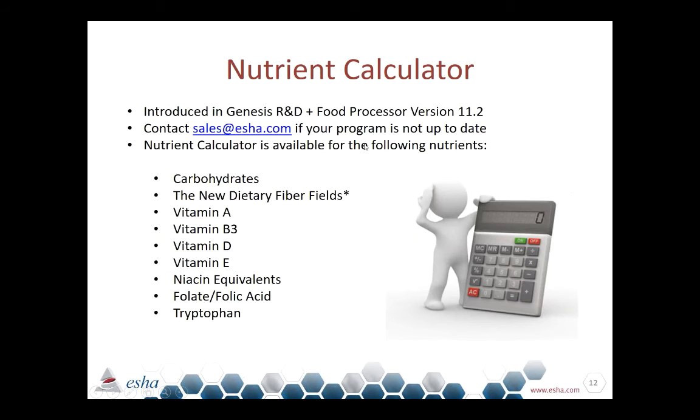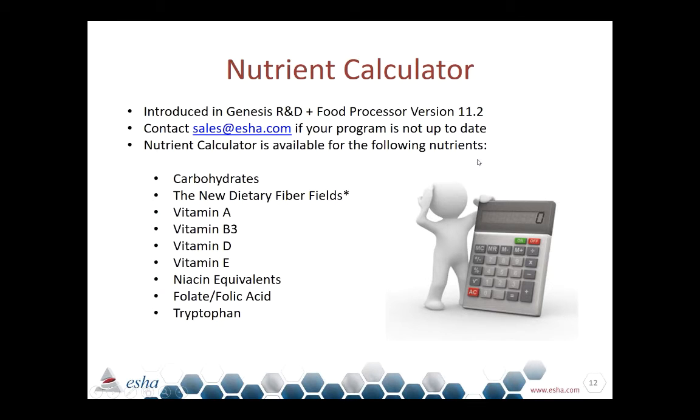So the introduction of the nutrient calculator was from Genesis R&D and Food Processor in 11.2. If you don't see the nutrient calculator in your new system, you want to make sure you're up to date. So 11.2 is the most up-to-date version. You can contact our sales team, sales@esha.com, to get the most up-to-date version.